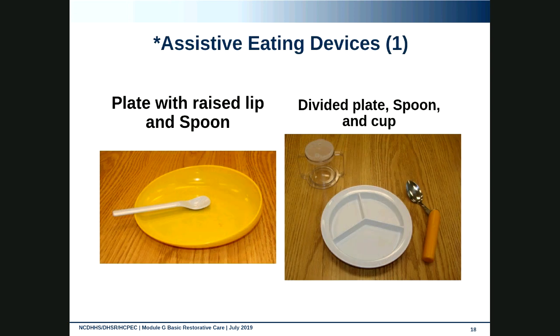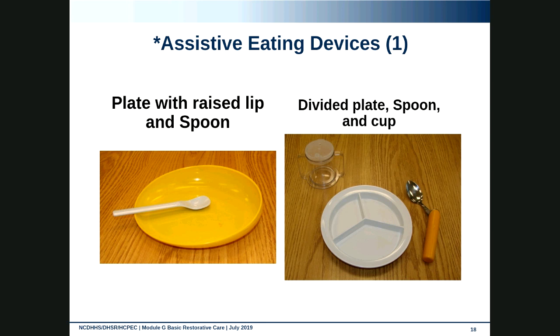Eating devices are like a plate with a raised lip and a spoon, so you can scoop food on a spoon with a single hand. Sometimes, if you have two hands, you use your knife to help get food on your utensil, but the raised lip helps do that for you. The divided plate, spoon, and cup, again, will keep the food from mixing together, but it also gives us a raised side to help get food onto a utensil.